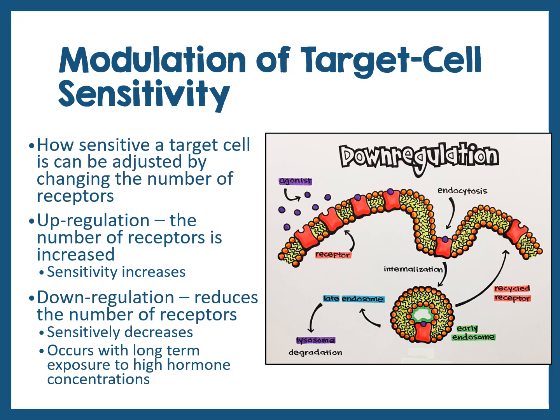So the cell can actually kind of pinch off part of its cell membrane that has these receptors in a process called endocytosis. And then it will internalize that part of the cell membrane. And that will reduce the number of receptors on the cell surface. And therefore sensitivity will decrease. And that can occur if we have exposure to high hormone concentrations for long term.